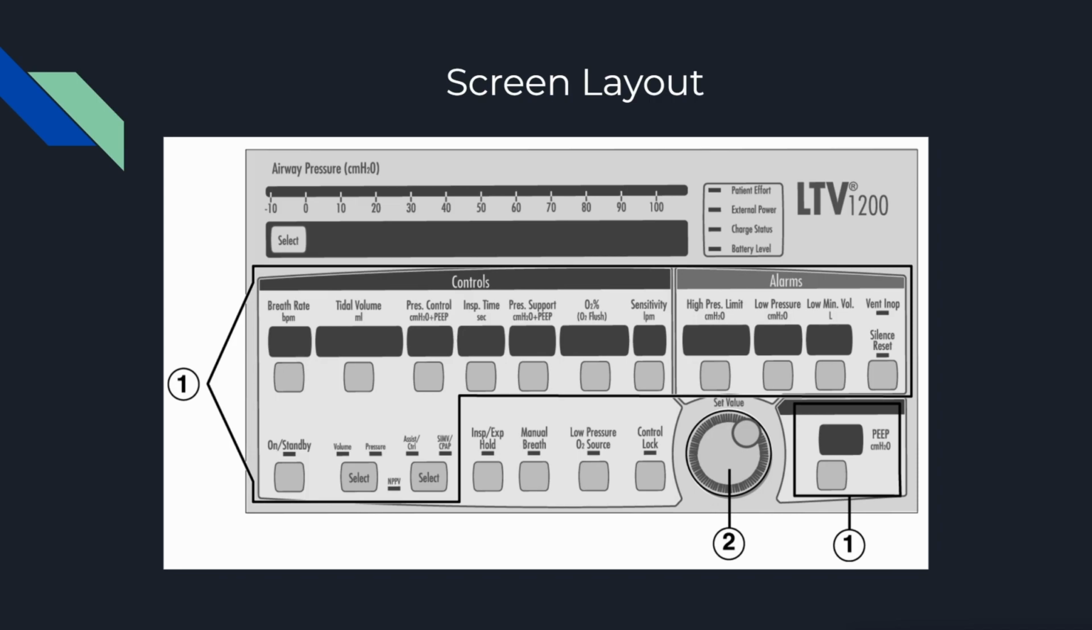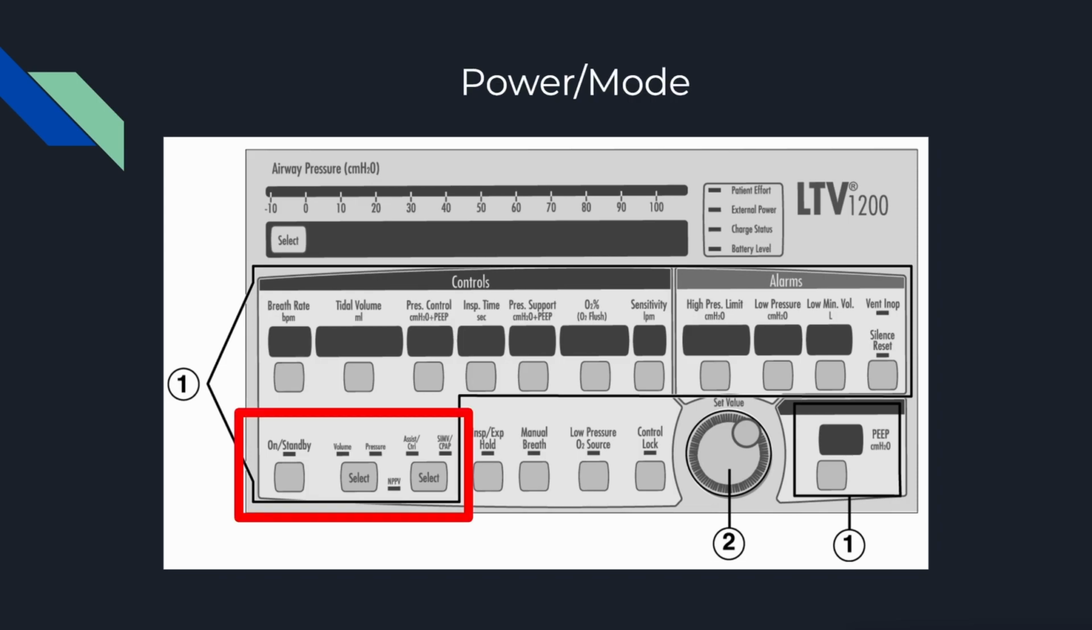You'll see here the screen is broken down into a few different sections, and it also has, labeled as number 2 on this screen, a set value knob. That is how you actually change the numbers. You rotate the knob.